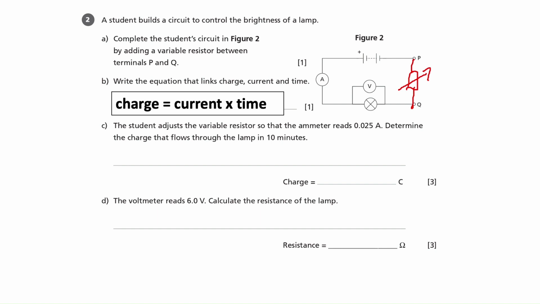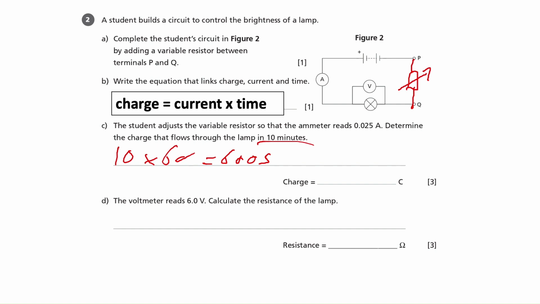Determine the charge that flows through the lamp in 10 minutes. Now, the first thing that should become obvious about this question is the fact that it actually says minutes there as opposed to seconds. So we need to, first of all, convert those minutes into seconds. And that's actually what the first mark's for. So we do 10 multiplied by 60 to give us 600 seconds.